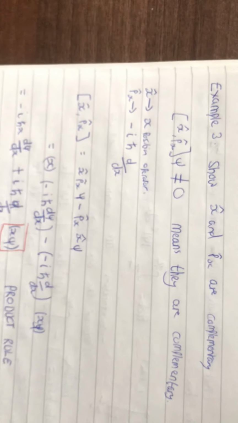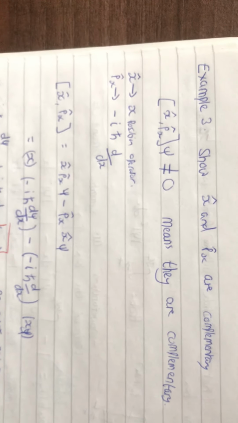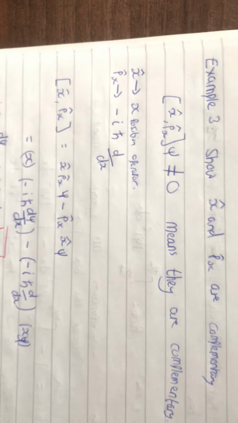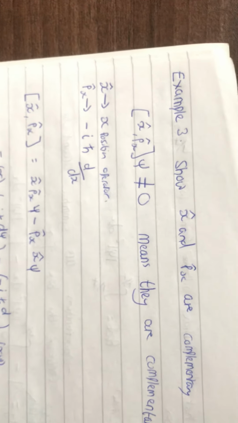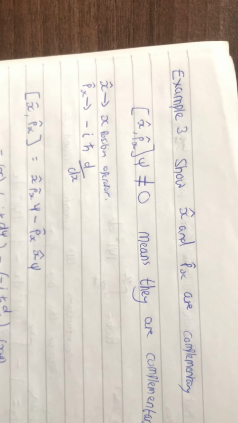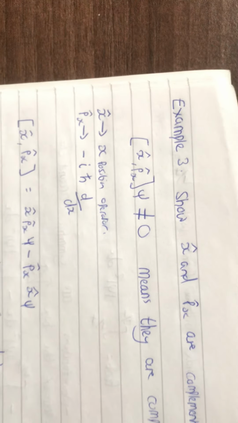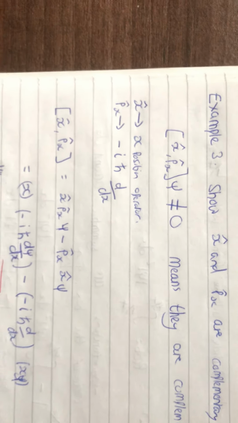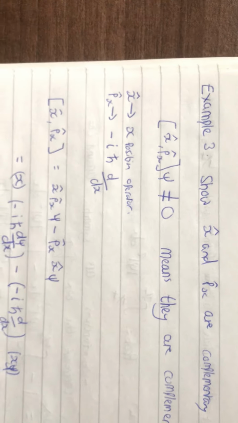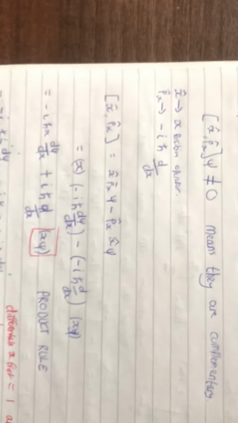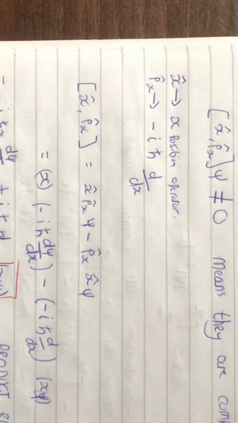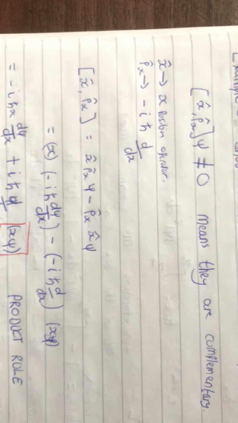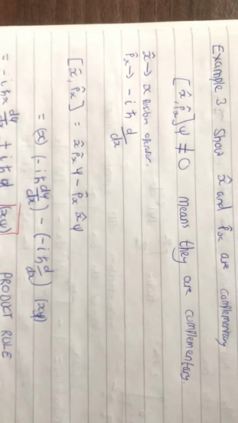The final example for this one is showing that x bar and px bar are complementary. As we mentioned in the first video, I believe, to be complementary, these two operators need to be not equal to 0. If they were incomplementary, they'd have to equal 0. So x is the position operator, and px is the momentum operator, which is given as that. If we put that in a square bracket and multiply out the bracket, we'll get x bar px bar acting on the wave function minus that.